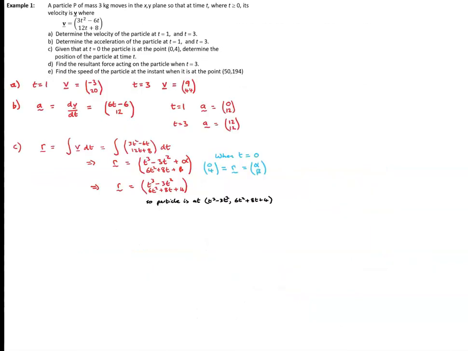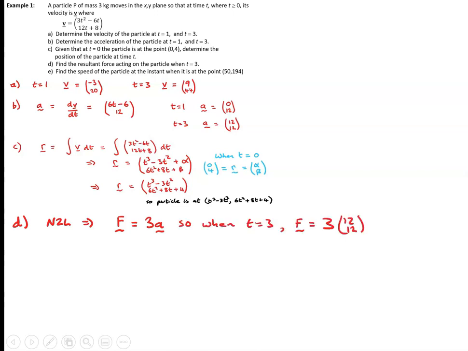Moving on to part D, we have to find the resultant force acting on the particle when t equals 3. And that's nice and easy because it's simply an application of Newton's second law. Newton's second law tells us that the resultant force acting on a particle is the mass times the acceleration of the particle. Now when t equals 3, we know that the acceleration is (12, 12). So the resultant force that we've got is 3 times the vector (12, 12), in other words, the vector (36, 36). And the units presumably are in newtons.